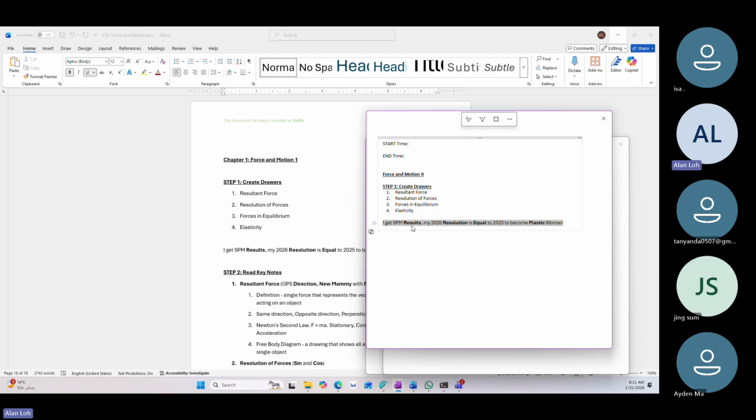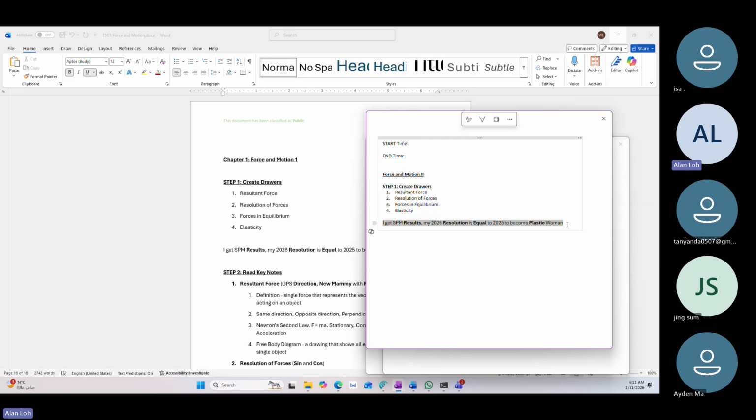I get my SPM result. You know, every year you have a yearly resolution. So your 2026 resolution is equal to 2025: to become plastic man or plastic woman. For single ladies, it's plastic woman. For the rest, it's plastic man.